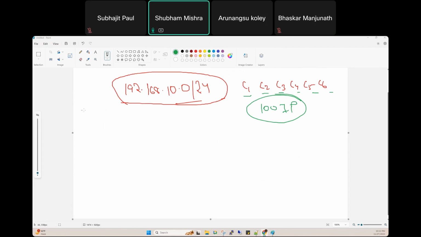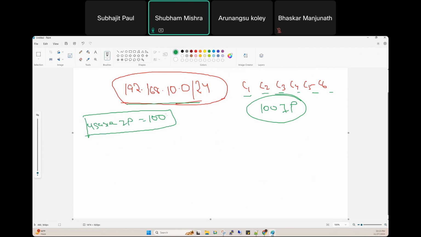Till now, what we discussed: when we have 4 clients, we provide a maximum of how many IP addresses? 62. When we have 6 clients, we provide a maximum of how many? 30. But now the scenario changes. We have the same network, but the requirement is different. Every client wants 100 IP addresses. So it means every client wants usable IP addresses equal to how much? 100. Right? Usable IP addresses is 100.